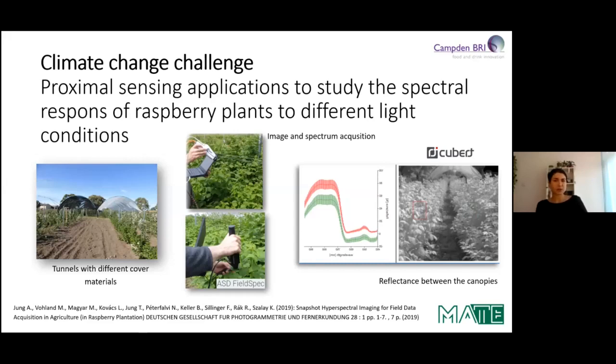Contact spectral measurements and snapshot hyperspectral imaging can provide, these are the two different measurement devices, detailed and valuable information about the light distribution between the plantation and spectral response of the plants. And different vegetation indices can serve as indicators of water and nutrient supply and vegetation stress.